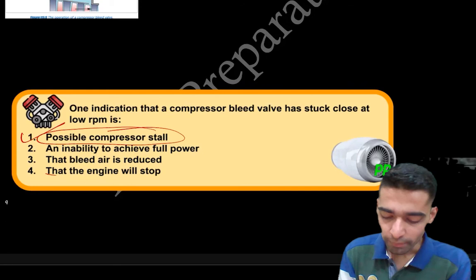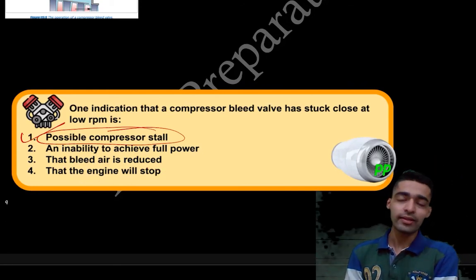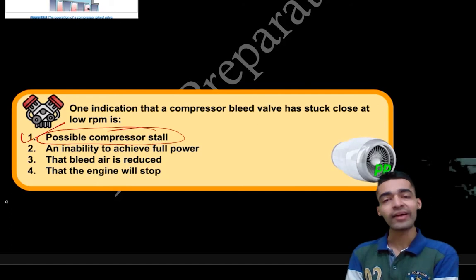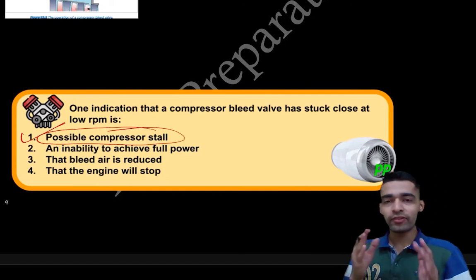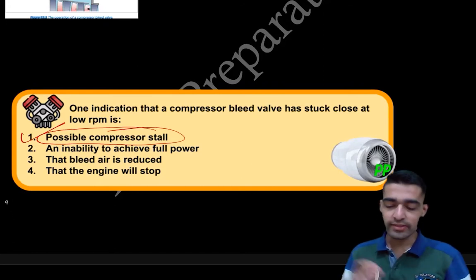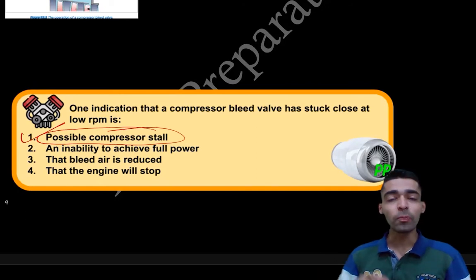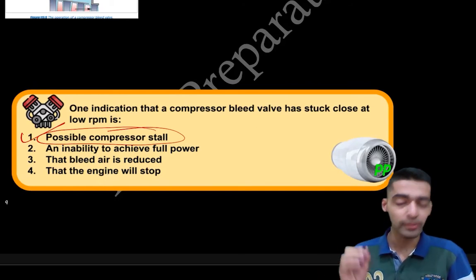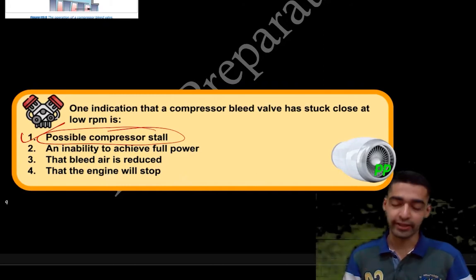That is the reason the bleed air is reduced, right? That the engine will stop. This is one of the causes they say, but actually the engine stopping is the final result. The engine may stop and may not stop. If the engine were stopping, then we don't care about bleed air. First, we have to start the engine, right? So the engine will stop after a certain amount of time if you don't do anything to prevent the stall. So possible compressor stall is the first thing which should come to your head if you're not getting bleed air.